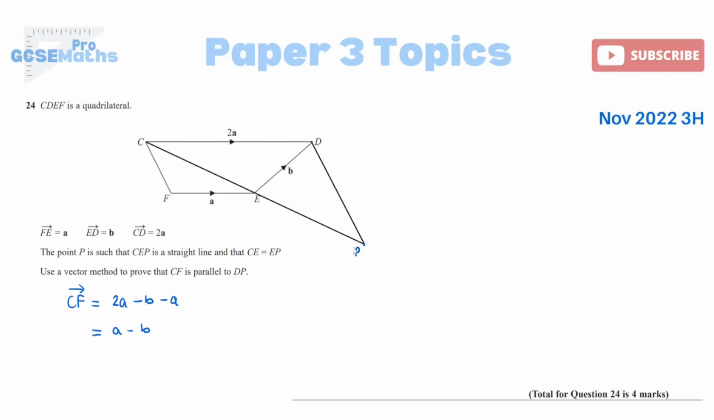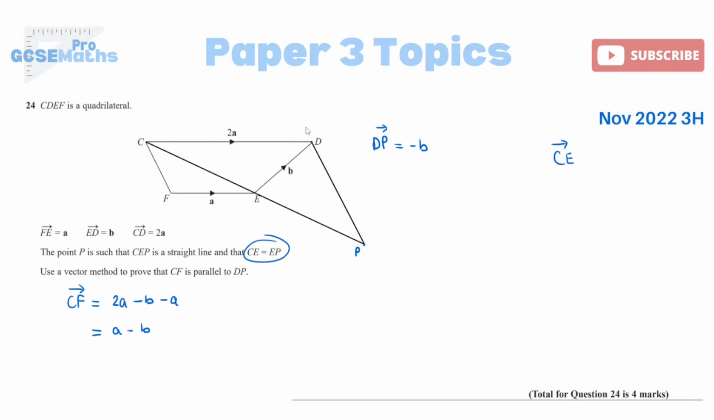From E to P, so I need to know E to P, don't I? So for DP, we know it's minus B to start with, but how do I get from E to P? Because I don't have it currently. Well, that's why they told us that these are equal. I could work out CE, couldn't I? Let's write this over here.